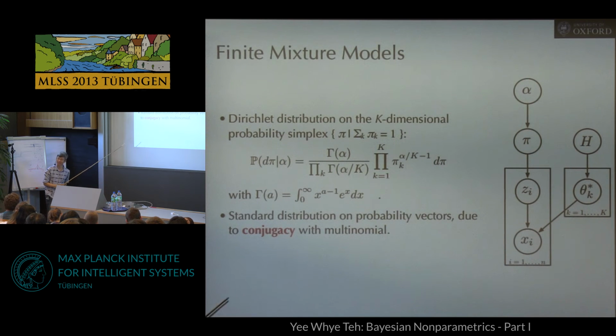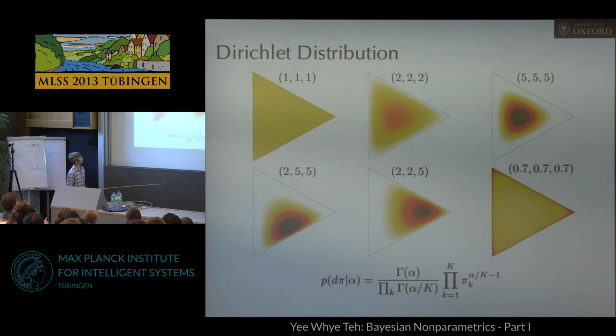Have you seen Dirichlet distributions these 2 weeks? Yes, okay, so I can go through this quickly. This is a standard distribution on probability vectors due to its conjugacy to the multinomial. I'd like to show a slide to give you some idea of what a Dirichlet distribution looks like. It's parameterized by a positive vector as well. If this vector is all 1s, what that gives us is a uniform distribution over our probability simplex.